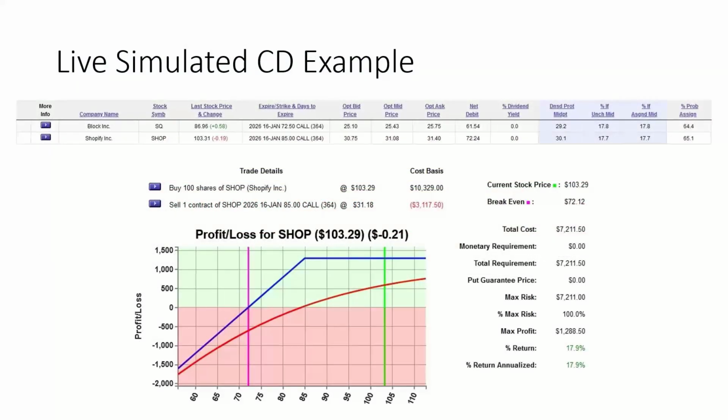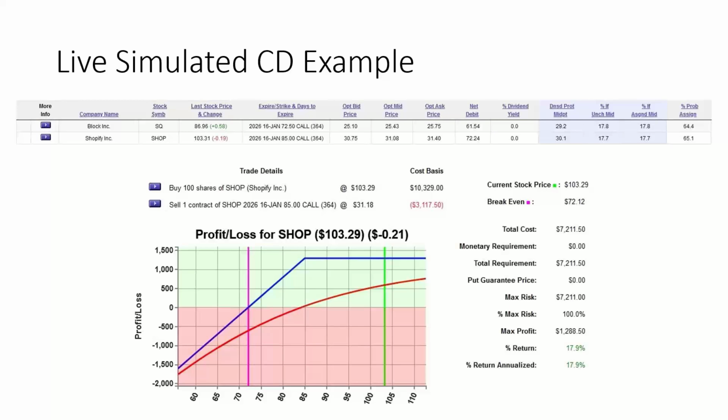A live simulated CD example. Right before the webinar, I ran the simulated CD search on PowerOptions. Don't worry, we're going to take a look at this specific trade a little bit more in depth to help with Patrick's questions. We have two positions. Let's take a look at the Shopify position that came up today. Shopify is currently at 103.31.